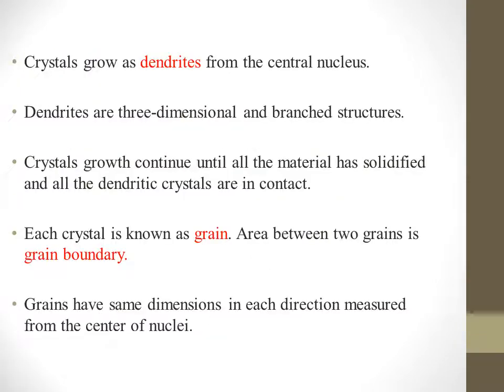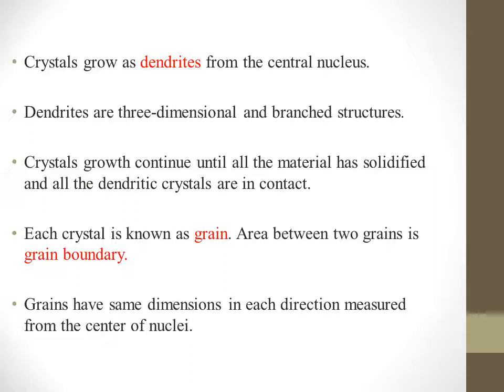So, if we look at the crystal growth that occurs when metal is being melted and it solidifies, the crystals tend to grow as dendrites from the central nucleus. Dendrites are basically three-dimensional and branched structures, and crystals continue to grow until all the metal has solidified and the dendritic crystals are in contact. Where two or more crystals come in contact, this area is known as grain boundary, and each individual crystal is known as a grain.